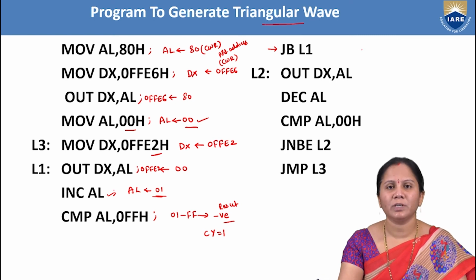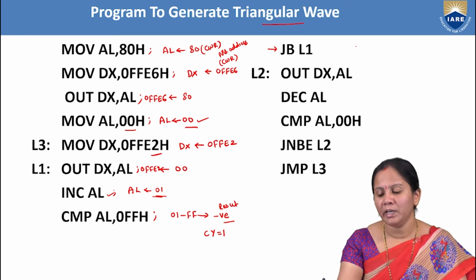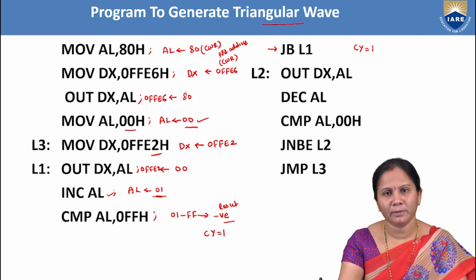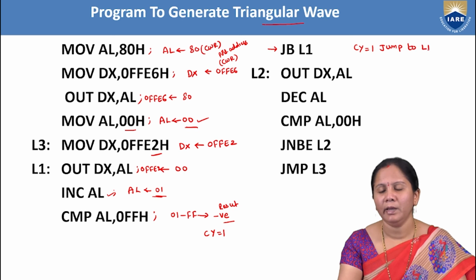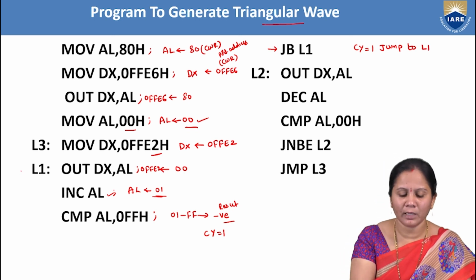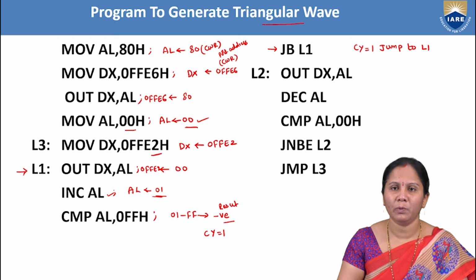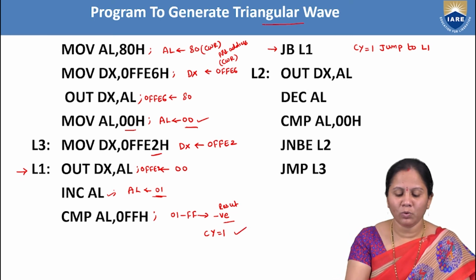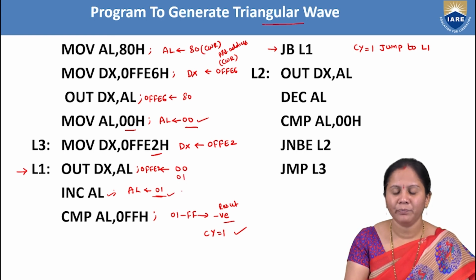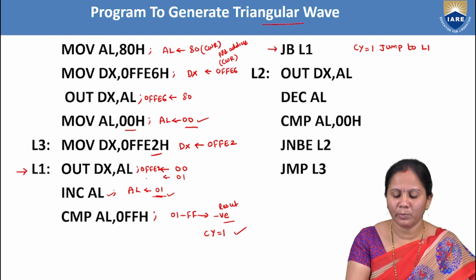When this condition occurs, the next instruction is JB L1. JB stands for jump if below, that means if the carry bit is set, jump to label L1. So the control will move to the label L1 because the carry bit is set during comparison. If it goes to the label L1, the same lines will be executed, like OUT DX, AL. But now the AL value is incremented. It is 01, and that value will be moved into 0FFE2.